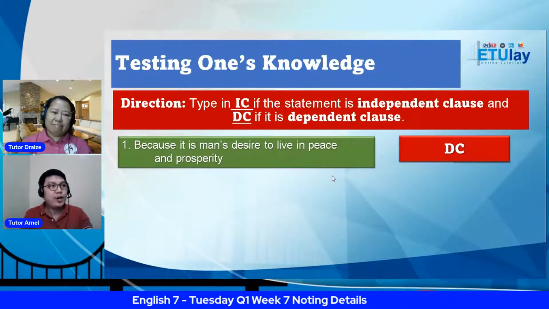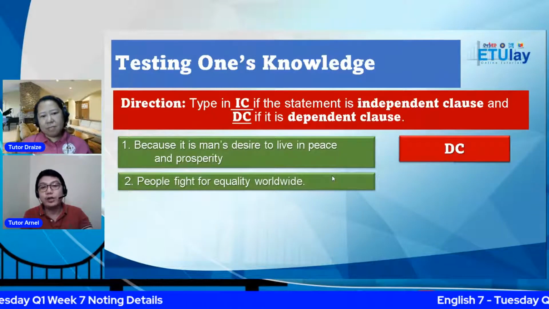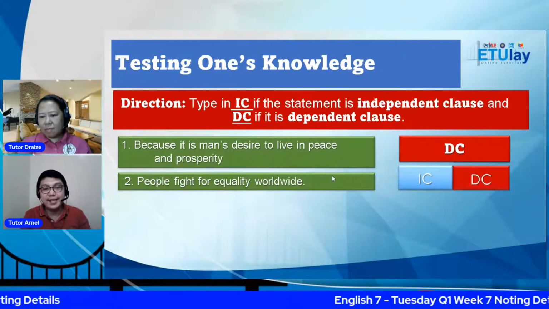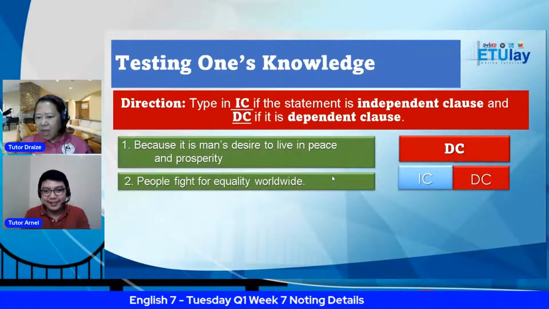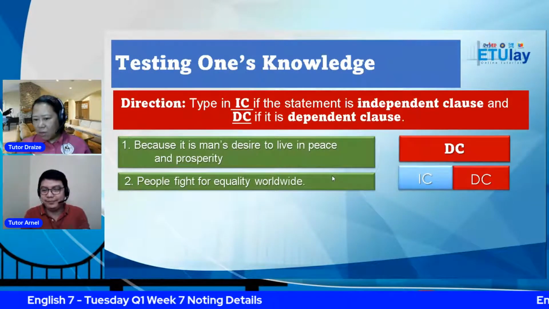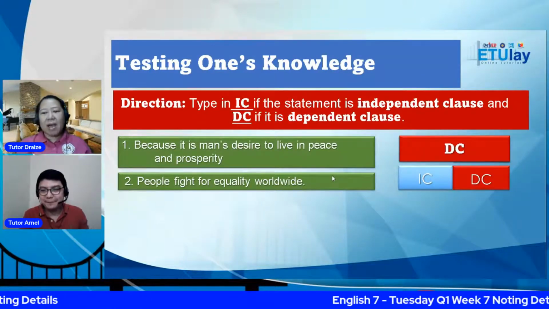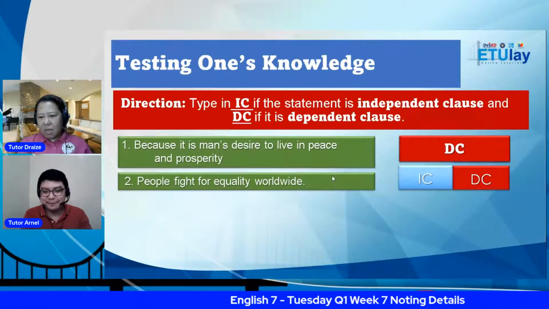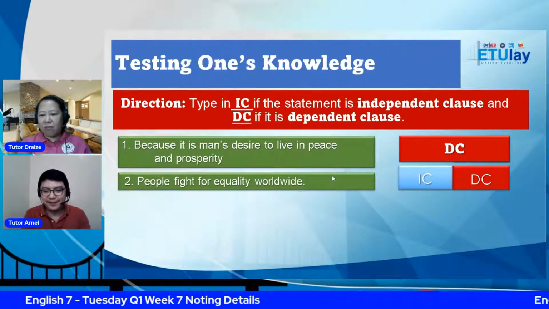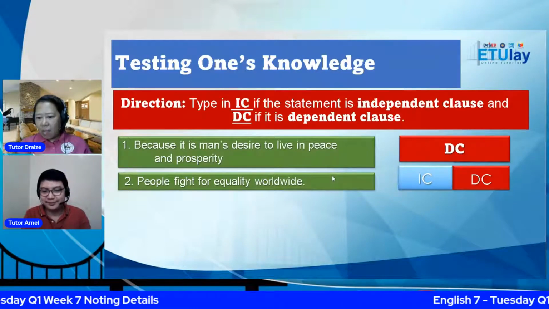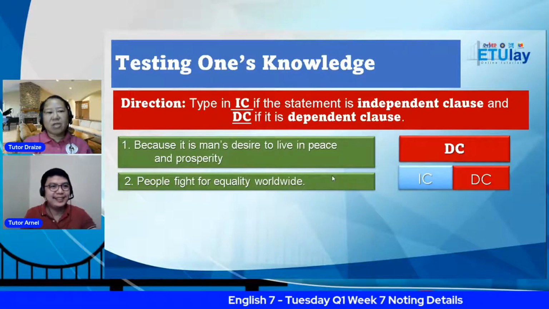All right, so let's have number two. People fight for equality worldwide. So is it IC or DC? Okay. So let us wait for their answers. They're typing in now. So let us wait if it's an IC or a DC. Samantha Blasi, number two, IC. Eds Barreto, number two is IC also. And the same with Janiel Von Morales. And Mark Platon also and Cyrus. Okay, Tutor Arnell, what's the correct answer for number two?